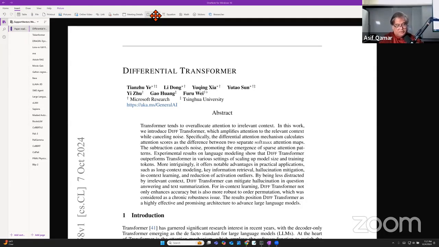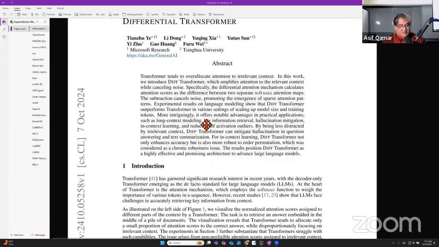So we are going to go through this paper in a careful way. The authors of this paper are from Microsoft Research and Tsinghua University. It just came out in October, so it's a fairly recent paper. And let's get started with this paper immediately.